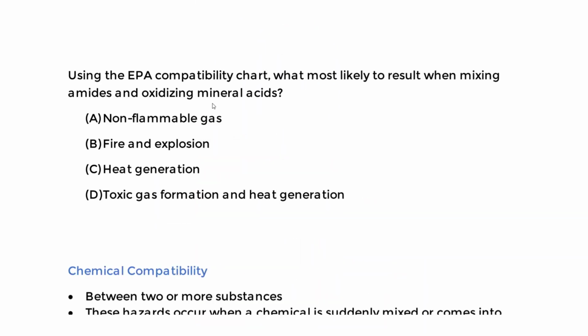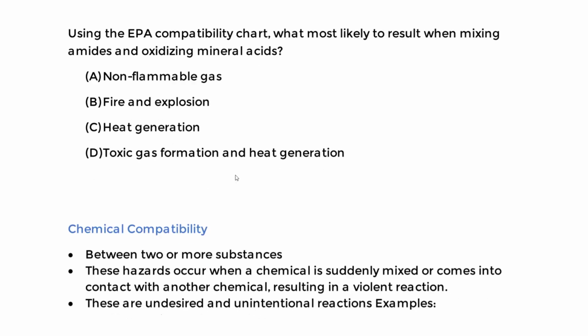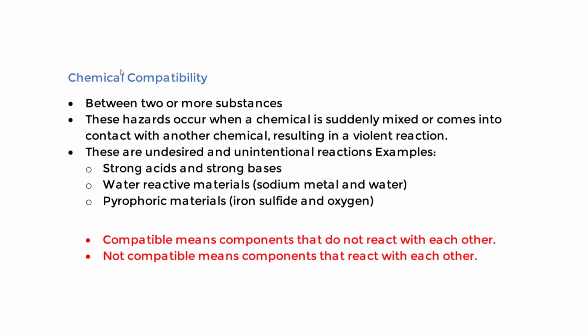Okay, so now we have an environmental FE question looking at chemical compatibility. This is one you want to make sure you know how to do before taking the environmental FE exam, because it can be really easy points, because all we do is use a chart. What we're doing here is looking at chemical compatibility between two or more substances or chemicals.